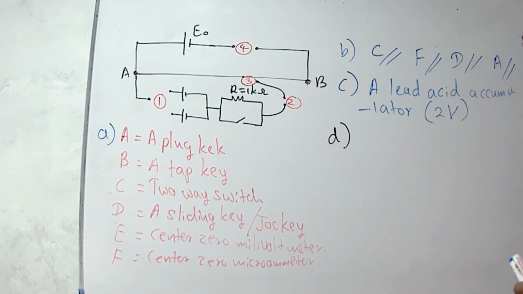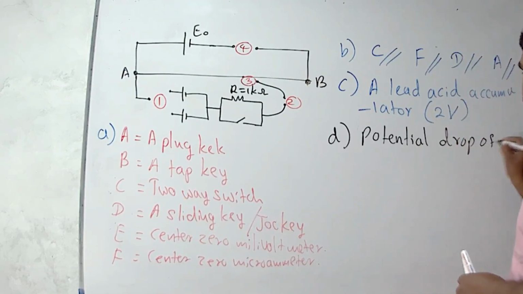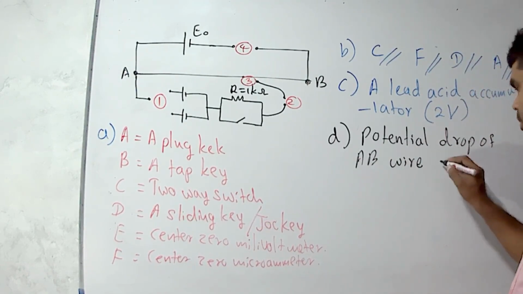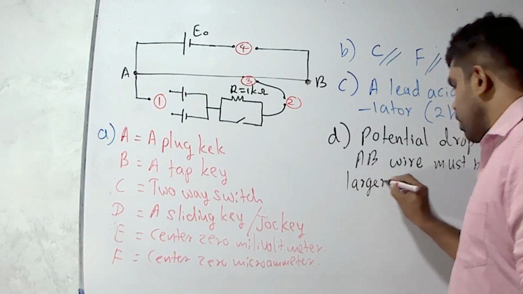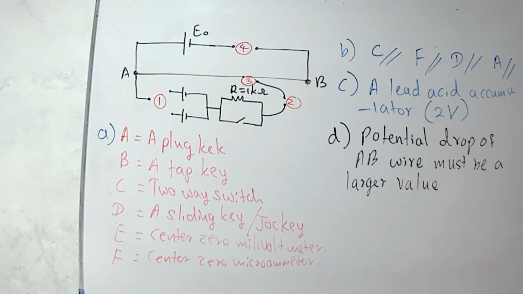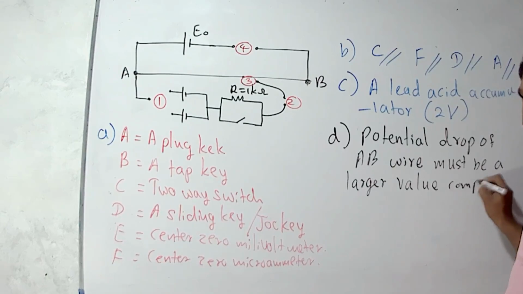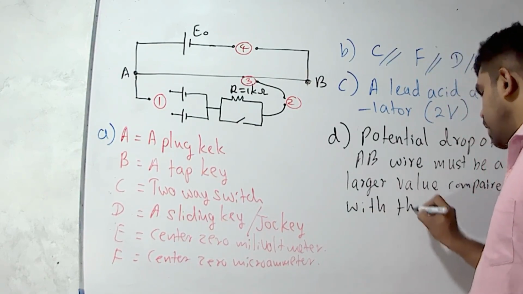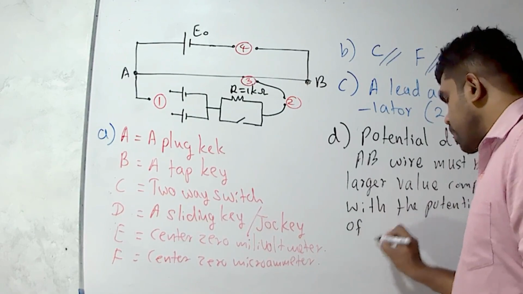Therefore, we can write the reason for part D. The potential drop of the AB wire must be a larger value compared to the potential drop of the E naught cell.